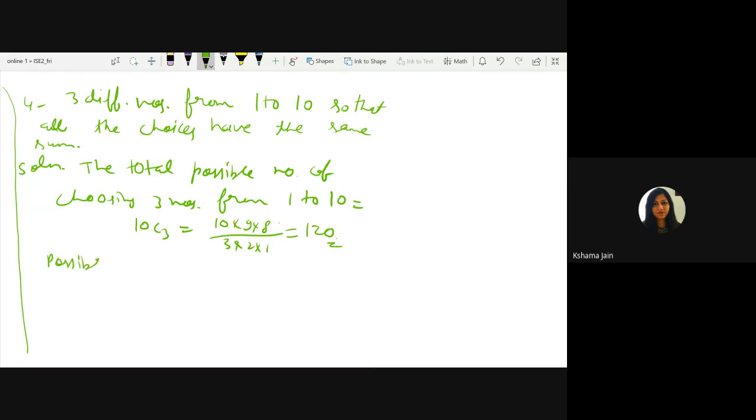So possible least sum, and one I will take possible highest sum. How can we find out that? See, least sum we can get if we are choosing the 3 least numbers, right? So if we choose 1, 2, 3, we will be getting the least sum. If you change any number, you will be getting a higher sum only. And highest, if you choose the highest numbers, that is 8, 9, 10.